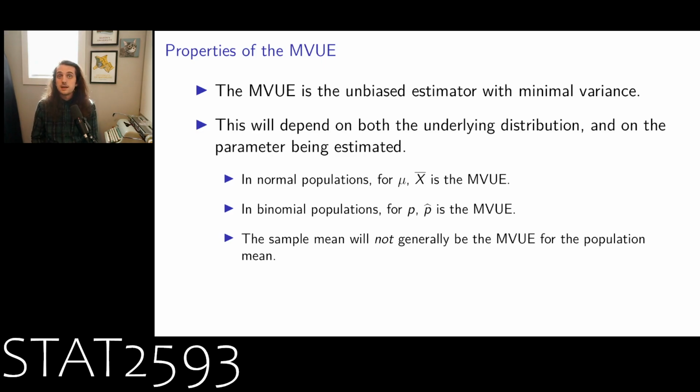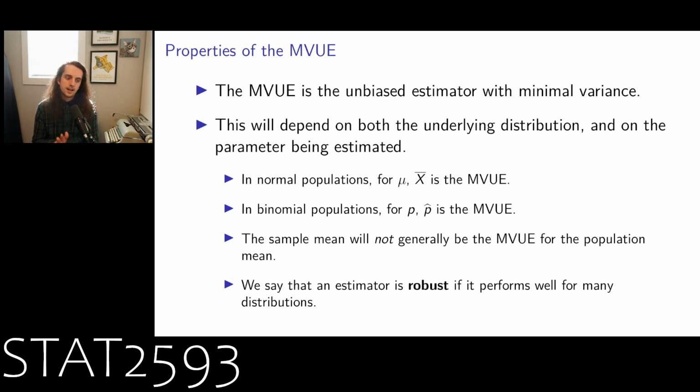In general, the sample mean is not going to be the MVUE for the population mean. These are two special cases that we've seen where, in this sense, these are going to be the best available estimator. But generally speaking, the sample mean is not going to be the best possible estimator.